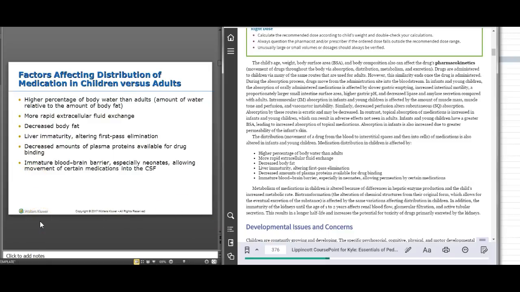Immature blood-brain barrier, especially neonates. Everything passes through that blood-brain barrier. Say that 3 times fast. So you want to be careful. CNS toxicity can happen very quickly since everything passes. That's also, this is a side note, one of the reasons why if you have a newborn, a neonate that has fever, you're almost always going to end up doing a lumbar puncture because they want to look for meningitis, because things pass through that blood-brain barrier pretty easily.